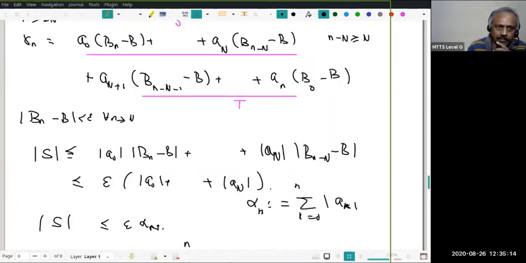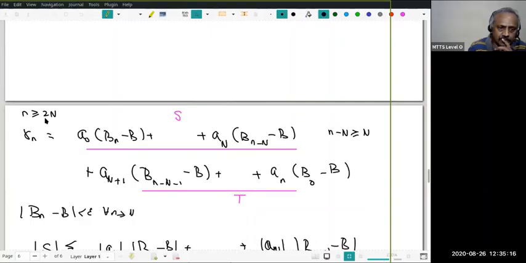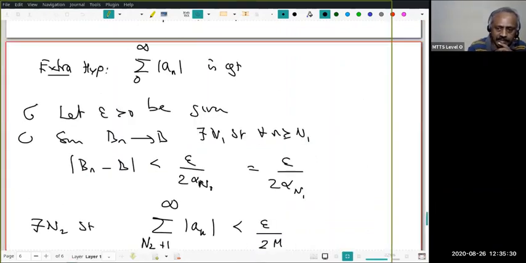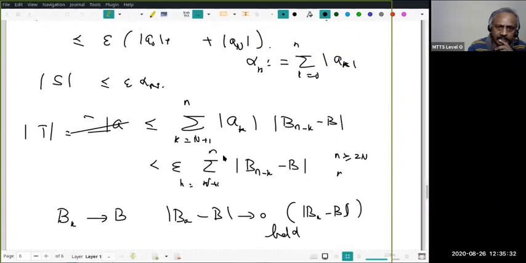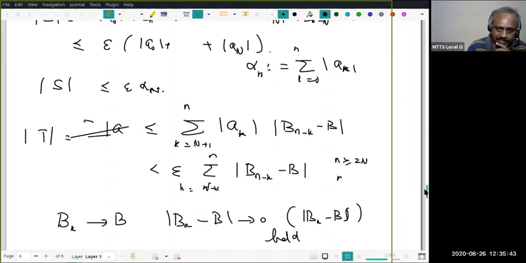Now what do I want? Let's go back. I wanted n to be greater than or equal to 2n1. After that, I can break this. For the s term to be estimated, I wanted my n to be greater than or equal to 2n1. But for this t term to be estimated, I wanted my n to be greater than or equal to n2. Therefore, you may think I have to take the maximum of n1 and n2. Very good. Take n to be the maximum of n1 and n2.